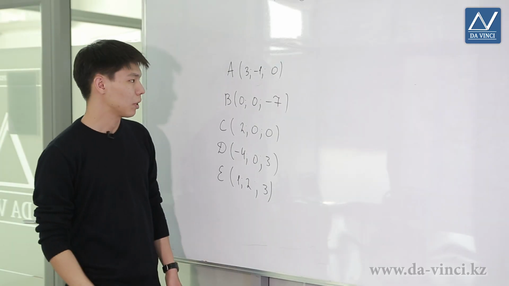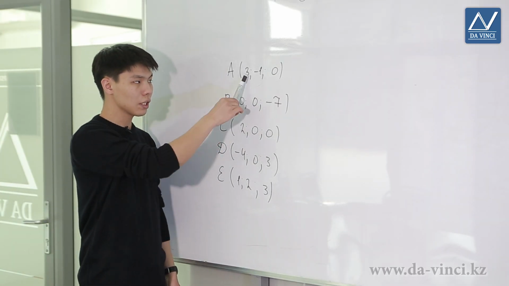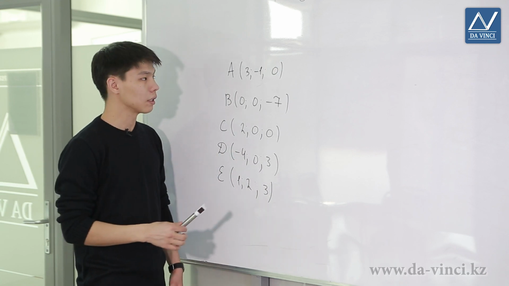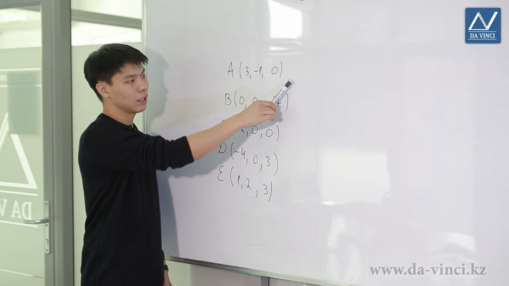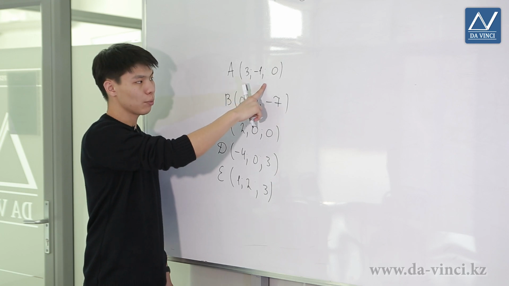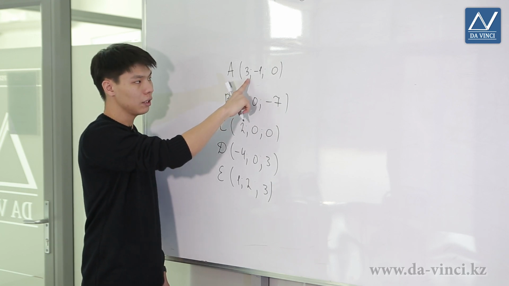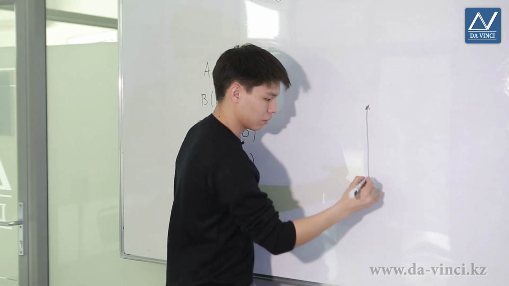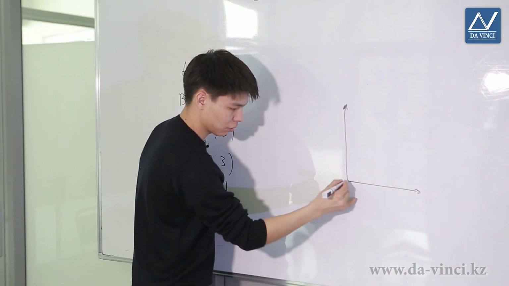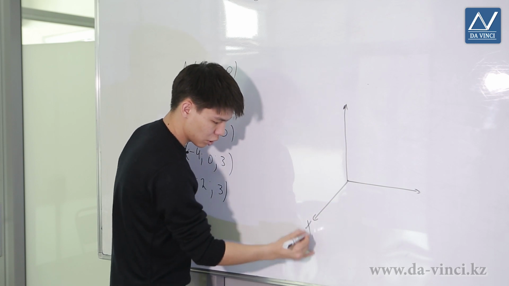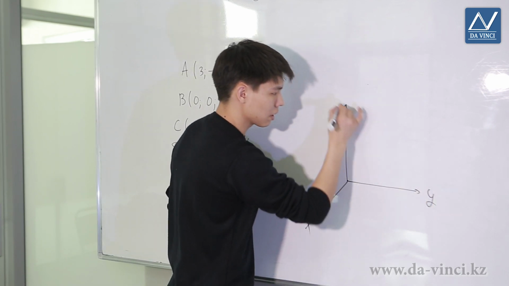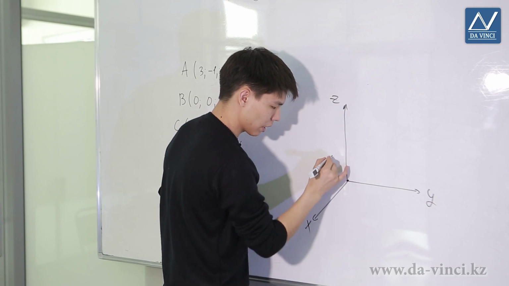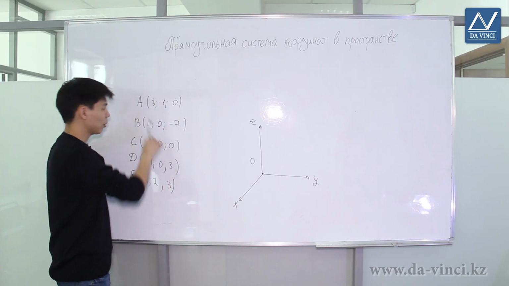Let's take a look at the following example. Let's suppose we have given points with the corresponding coordinates. Let's try to draw them. As in the case of the plane, the coordinates are indicated in brackets, separated by a semicolon. Accordingly, we have 3 coordinates, so there will be 3 numbers. Let's draw a rectangular coordinate system in space. Denote this axis x, this y, this z. This is the origin, point O. And let's try to draw.